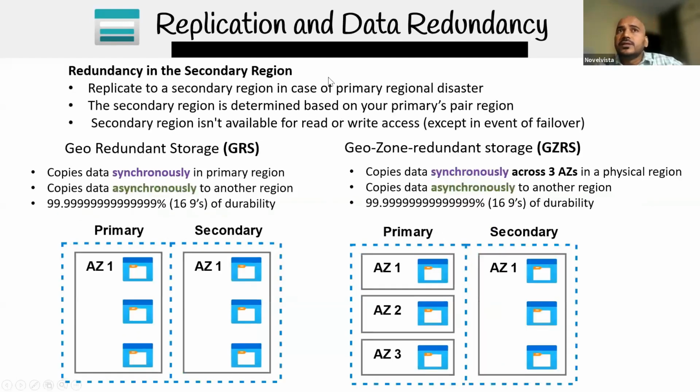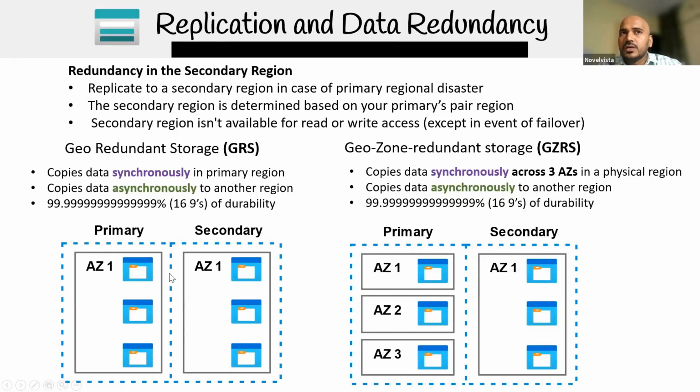Then comes redundancy in secondary region. If you take secondary region, this is how it is. So 3 copies in primary region, 3 copies in secondary region. If it is GRS, data is copied synchronously in primary region, and here it is an asynchronous copy. Asynchronous means that, let's say there is some data that changes here. The data will be copied over to the secondary region, but it will not impact the primary source of data. The primary source will continue to work.